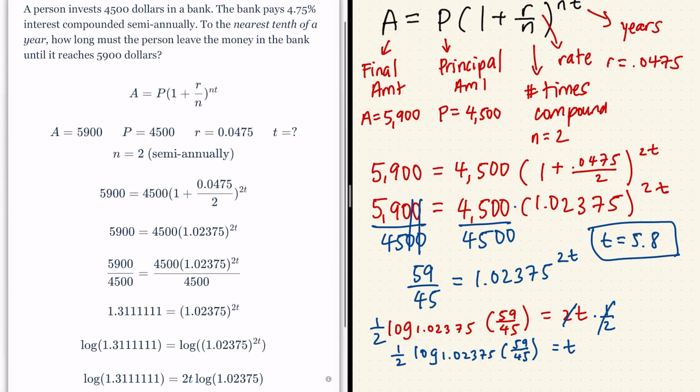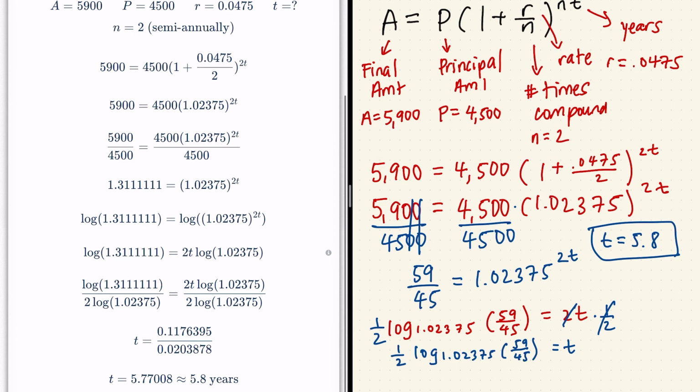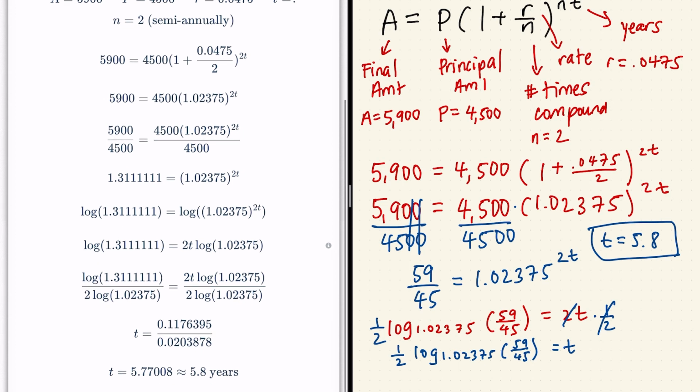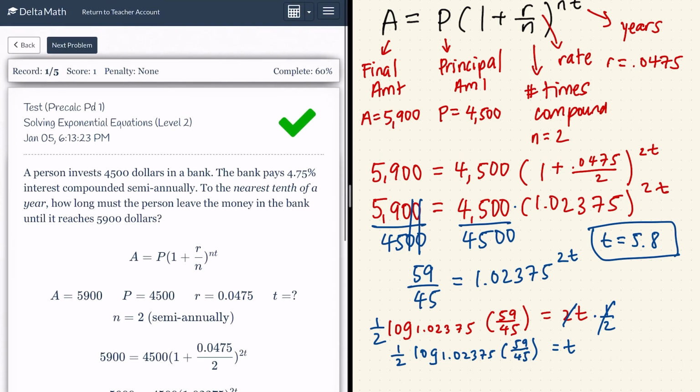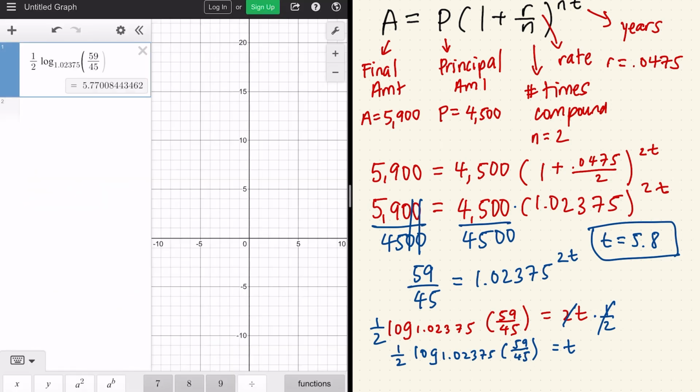And if you look at the problem, the way that Delta Math does it is they use the change of base formula. So that's why you see this here. You don't need to use the change of base formula if you have a calculator that can do log base b. If we were to use the change of base formula, then what we need to do is to calculate this section, we need to do log of 59 divided by 45 divided by log of the base, which was 1.02375. So let's show you what that looks like.